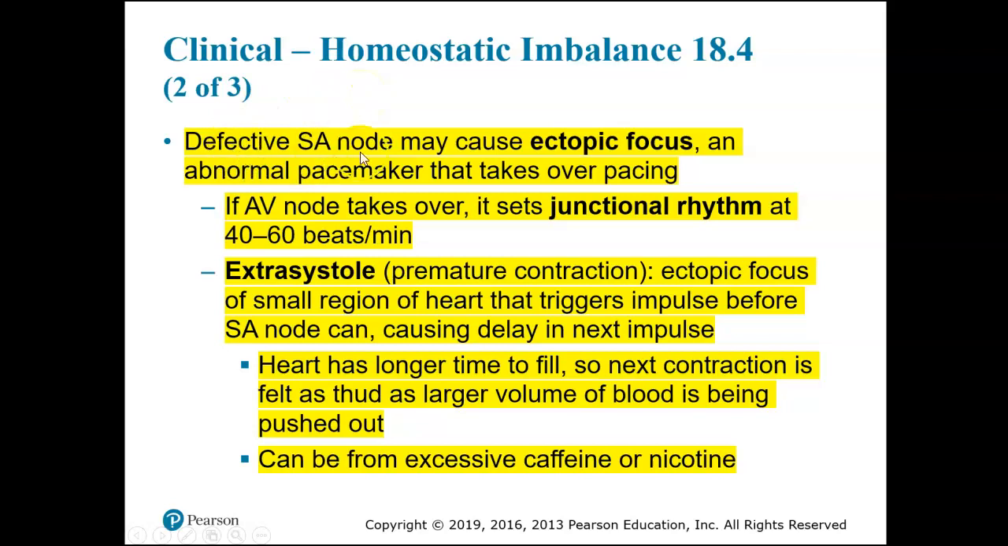Now, a defective SA node may cause an ectopic focus, which is an abnormal pacemaker that takes over pacing. If the AV node takes over, it's going to slow the beats per minute. Sometimes you have a condition called extrasystole, which is premature contraction, and that is the ectopic focus of a small region of the heart that triggers an impulse before the SA node, causing a delay in the next impulse.